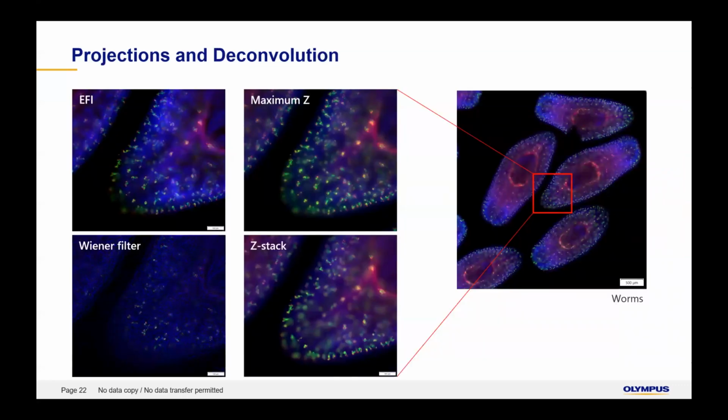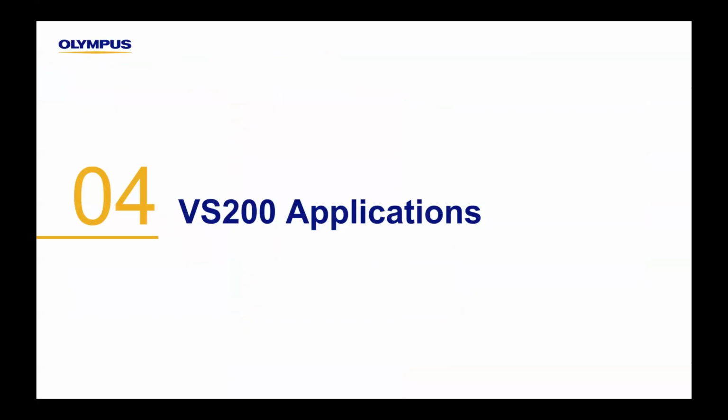But what else can you do with the Z data? Here we see the EFI again on the page in the upper left. We can also do a max projection where we're choosing the brightest pixels for our projection, or we can apply various deconvolution algorithms ranging from 2D decon options like a Wiener filter to true 3D deconvolution using an advanced maximum likelihood algorithm. So we're able to provide a whole host of image processing options to allow you to select the best image output. So now that we've seen the hardware and software capabilities, I'm going to touch on the applications.